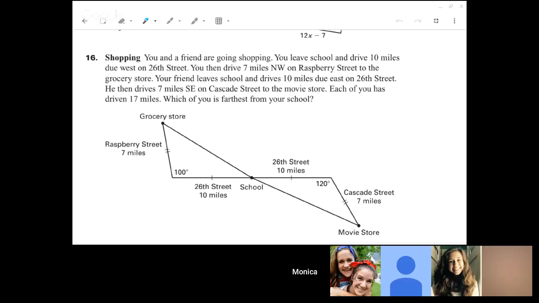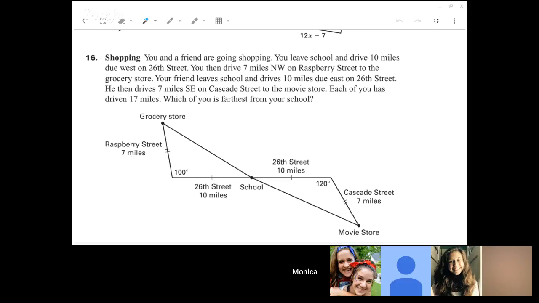Okay, so number 16 says you and a friend are going shopping. You leave school and drive 10 miles due west on 26th Street, and then you drive 7 miles northwest on Raspberry Street to the grocery store. Your friend leaves school and drives 10 miles due east on 26th, and then drives 7 miles southeast on Cascade to the movie store, because there's so many of those around still. Each of you has driven 17 miles. Which of you is furthest from the school?